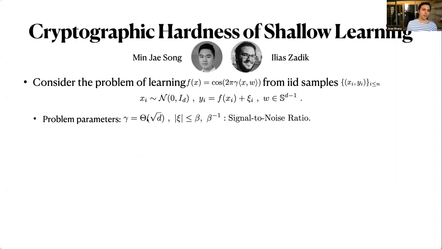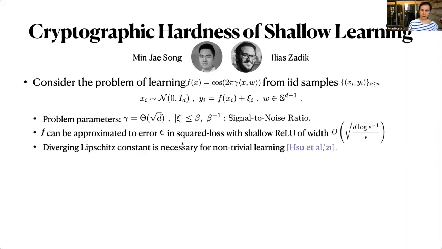Again, a problem parameter is how much noise you put on the labels. Why this problem is interesting in this setup is that we know this function, even though it's a bit pathological, you can approximate very well with a shallow neural net with small width, like square root of d. The fact that this Lipschitz constant diverges is also necessary so that I can make the problem interesting. If the frequency here was constant, then I could just learn this function with a kernel method. This is nice work by Daniel Hsu.